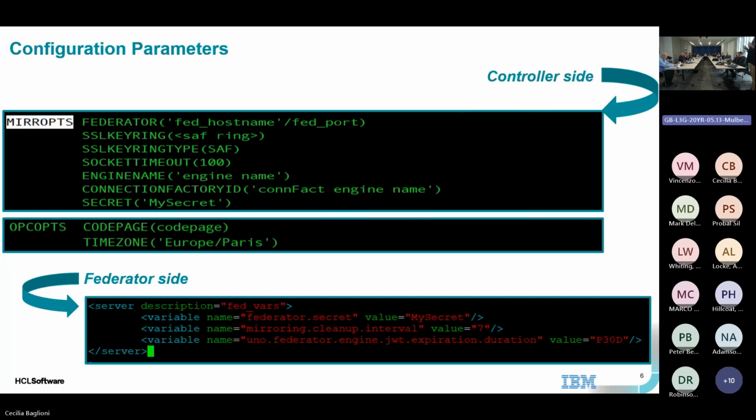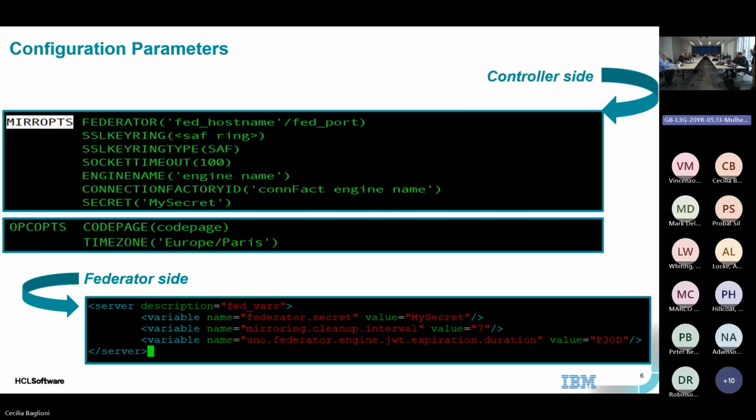Okay, to enable the mirroring feature, you need to customize the parmlib of the controller, and the XML file under the Dynamic Workload Console package. Inside the parmlib of the controller, you need to specify a new statement that is MIRROR PTS. In the MIRROR PTS, we have the FEDERATOR keyword.